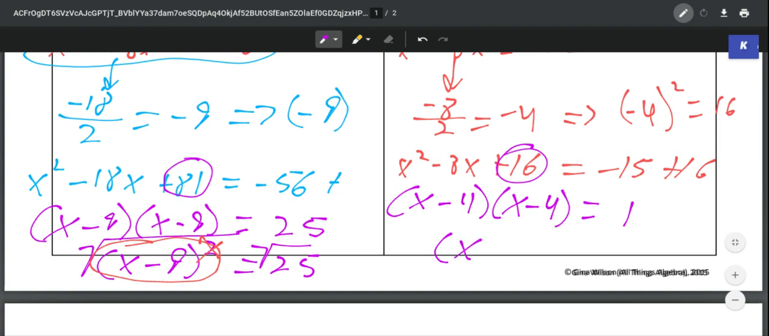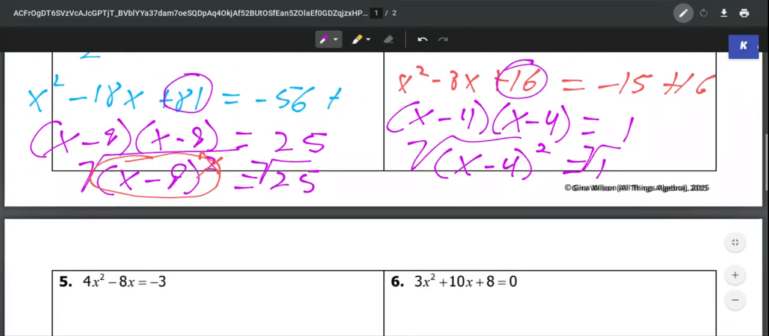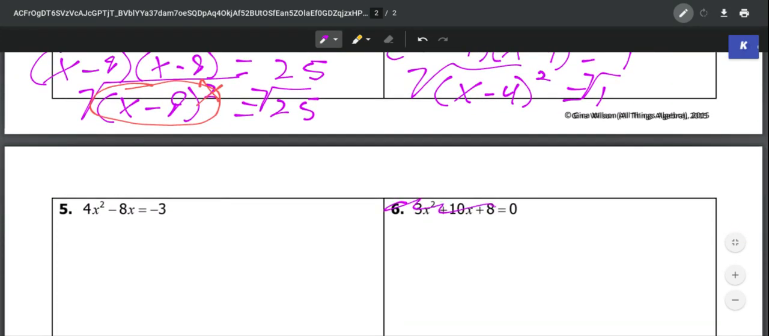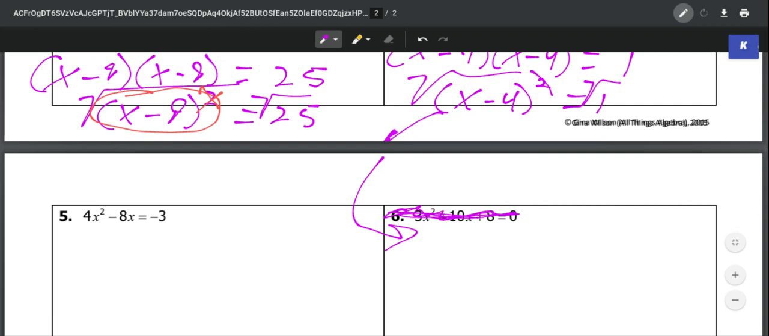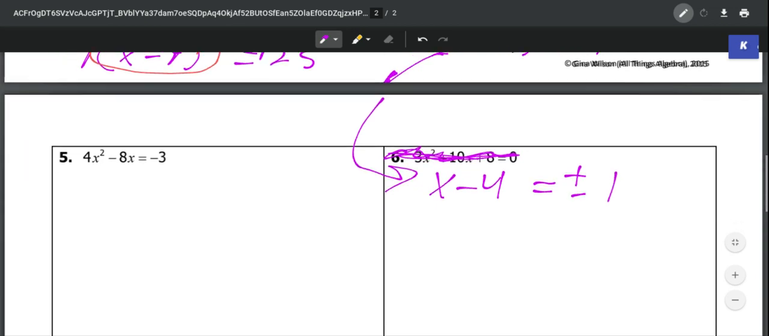And now we can rewrite our left side as x minus 4 squared equal to 1. Take the square root of both of those. And I'm going to continue this down here. For whatever reason, it won't let me write. All right, so now that we have taken the square root of both sides, we're essentially canceling out this exponent of 2. So we'll be left with x minus 4 is equal to the square root of 1, but we have to make sure we add plus or minus 1.